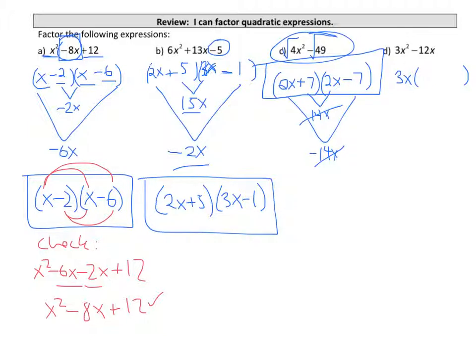And I need to figure out 3x times what will give me 3x squared. That would be multiplied by another x. 3x times x gives me 3x squared. So it's kind of like the distributive property backwards. Then for the second term, I need to figure out 3x times what will give me negative 12x. Well, I want a negative, and 3x times 4 is 12x. So I get 3x times x minus 4.